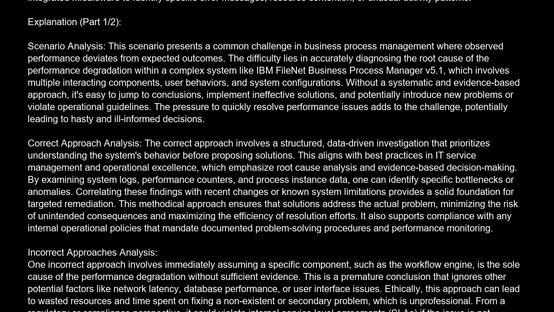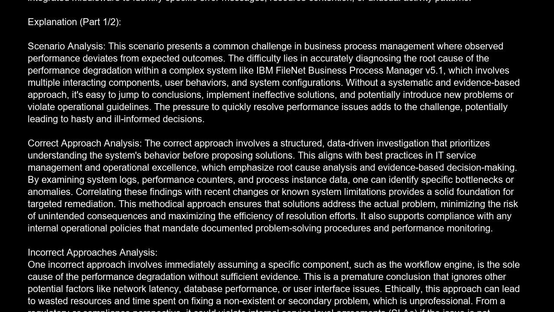Without a systematic and evidence-based approach, it's easy to jump to conclusions, implement ineffective solutions, and potentially introduce new problems or violate operational guidelines. The pressure to quickly resolve performance issues adds to the challenge, potentially leading to hasty and ill-informed decisions. Correct approach analysis.